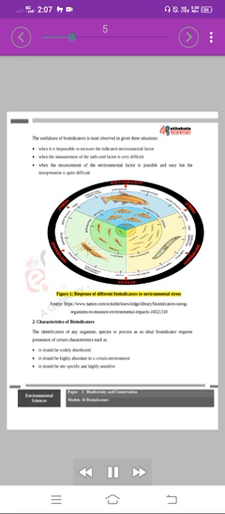Figure 1. Response of different bioindicators to environmental stress. Source: Organisms to measure environmental impact.